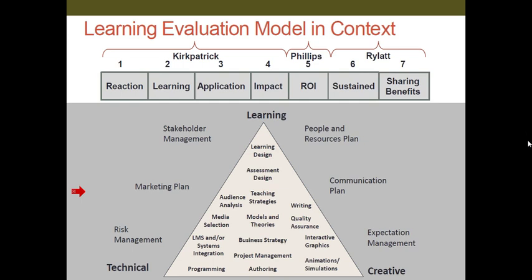Phillips, Jack Phillips, he sort of set out the return on investment. That's a whole new topic. It's a whole different discussion, but that's what that's about, return on investment. A lot of it's around converting intangible benefits to tangible benefits. Then Rylett, Alistair Rylett, is an Australian guy actually from Sydney, who came up with sustained and sharing the benefits.